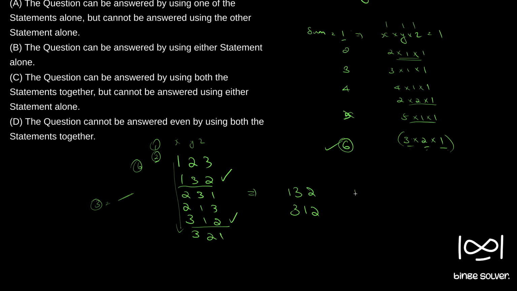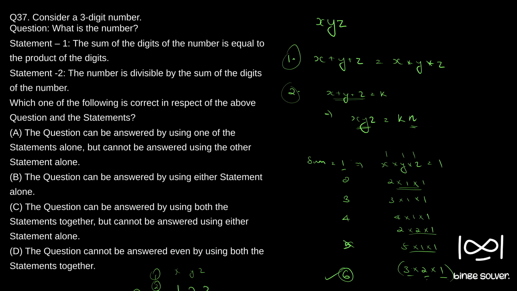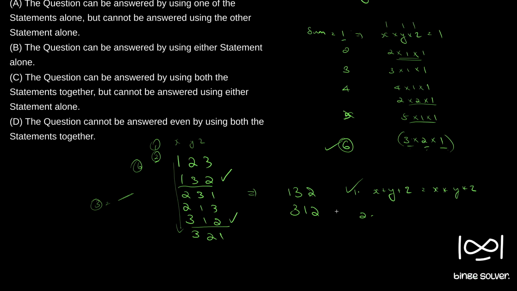Statement 1 is what? X plus y plus z is equal to x into y into z. As you can see, 1 plus 3 plus 2 is 6. 1 into 3 into 2 is also 6. So statement 1 is satisfied in both these cases. And statement 2 is what? The number itself is divisible by 6. As we have seen, we selected these two numbers which pass the divisibility test by 6. So 132 and 312 are both divisible by 6. So statement 2 is also satisfied.